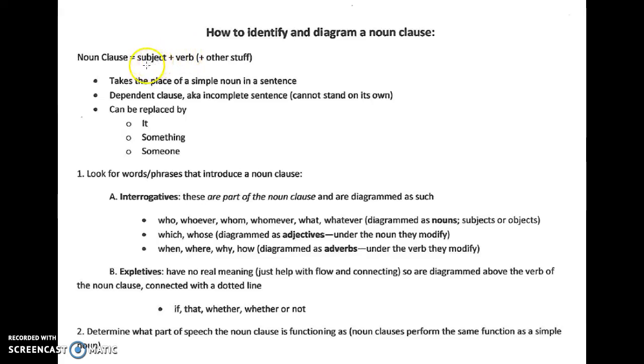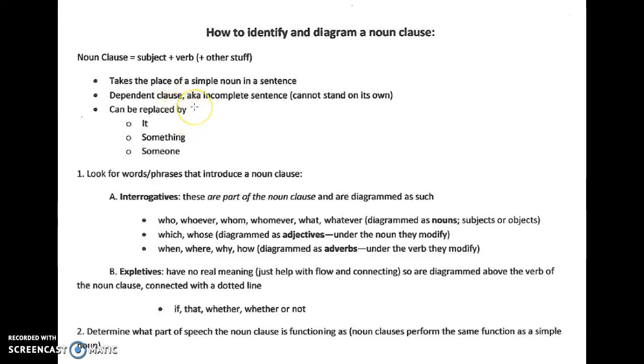So a noun clause consists of a subject and a verb. It has to have those two things, and then it also often has other stuff following, but the minimum is the subject and verb. And keep in mind that this entire phrase is taking the place of a simple noun in the sentence. So if you think back to your diagramming cheat sheet and your sentence pattern cheat sheet, every time you see an N or an S or a DO, those are all nouns, and those single units can be replaced by an entire phrase.